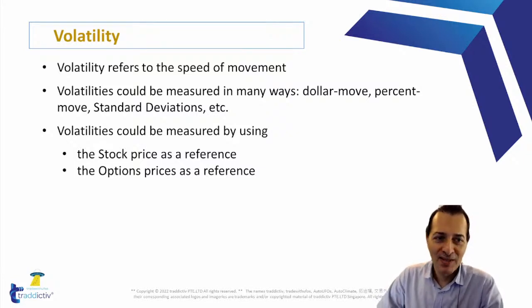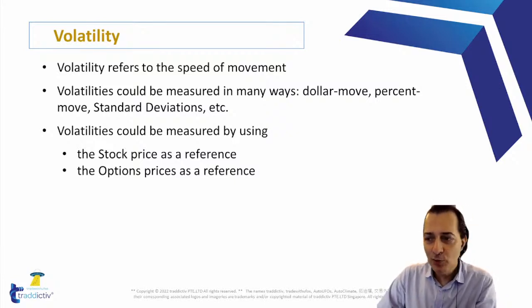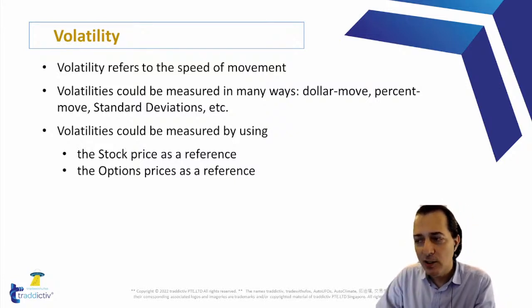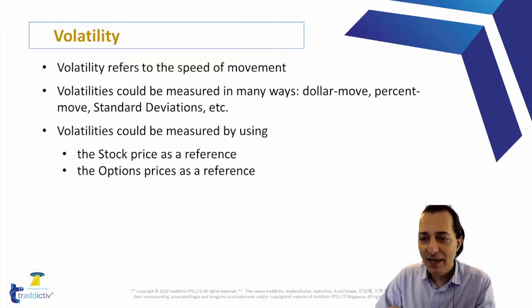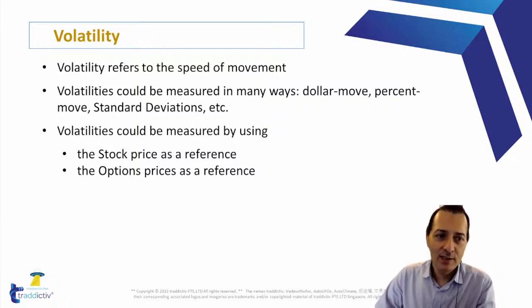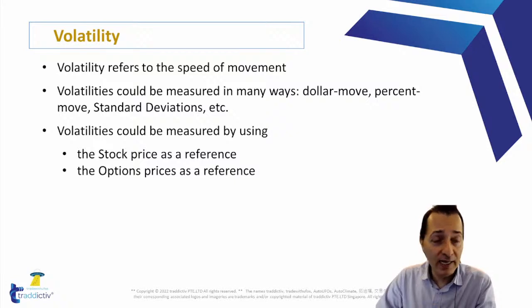Okay. So volatilities, which refer to speed of movement, need to be measured, and they could be measured in many ways. So you could say that stock is volatile because it moves $5 a day. That stock is volatile because it moves 5% per day. That stock is volatile because it moves 5 standard deviations per day. So again, you could measure volatilities in many ways, and those calculations could be extracted out of looking at the stock price, or could also be extracted out of looking at the options prices.